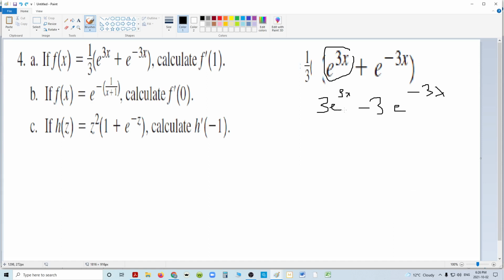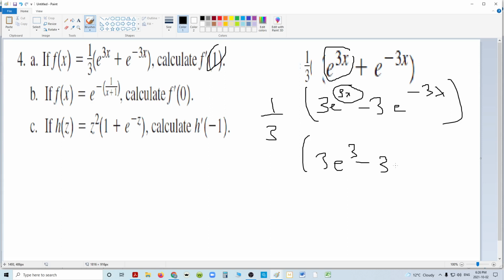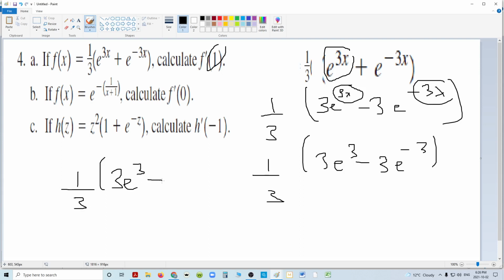Anyway, that is indeed the derivative of that, and it's all multiplied by a third. That's all I need to calculate f prime of 1. So when x is 1 here, I get 3e to the 3 minus 3e to the minus 3, times a third. If I resolve that, I get 1/3 times 3e to the 3 minus 3 over e to the 3. It depends if they consider that part of the bracket or not. No, it's not. It's a separate thing. So this is definitely what it resolves to.